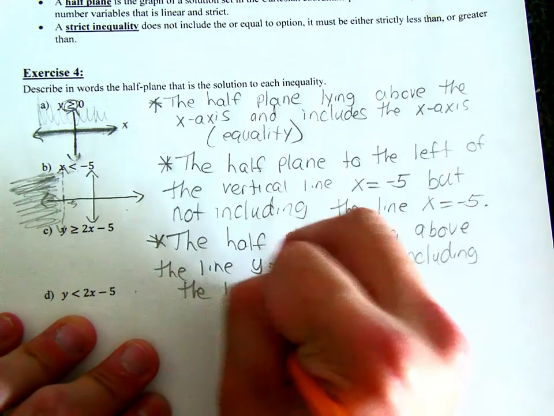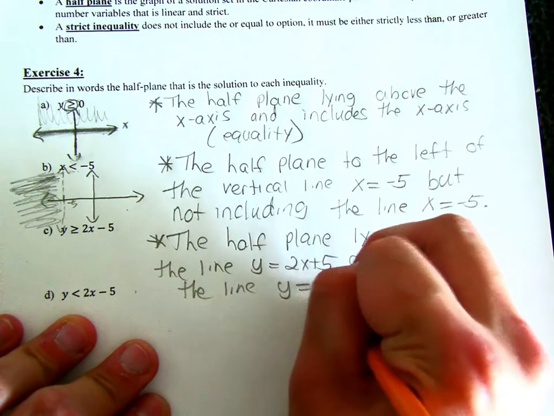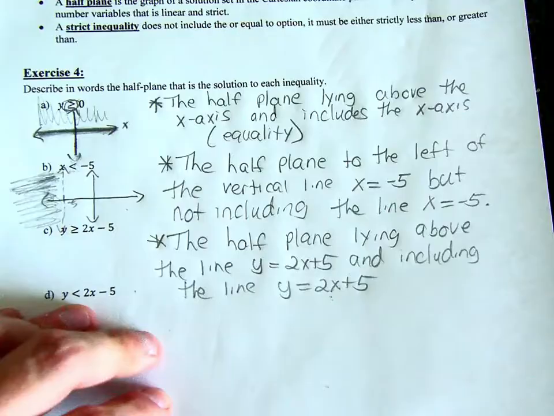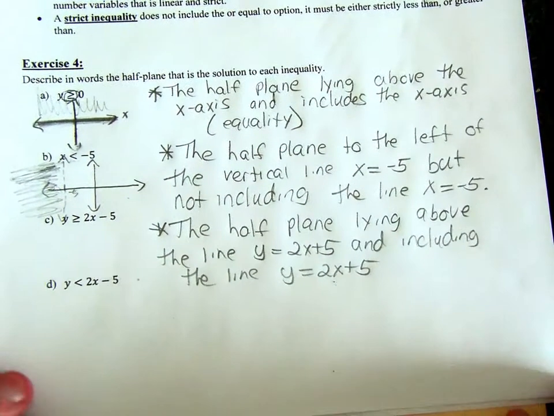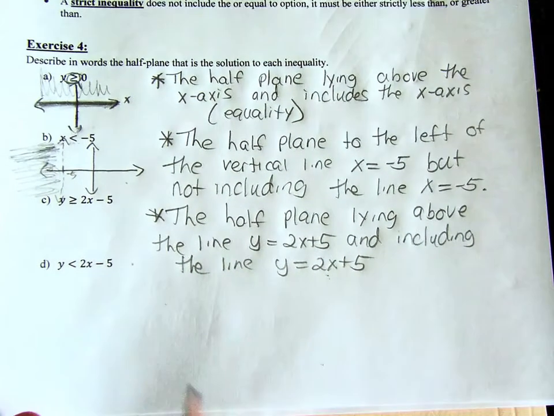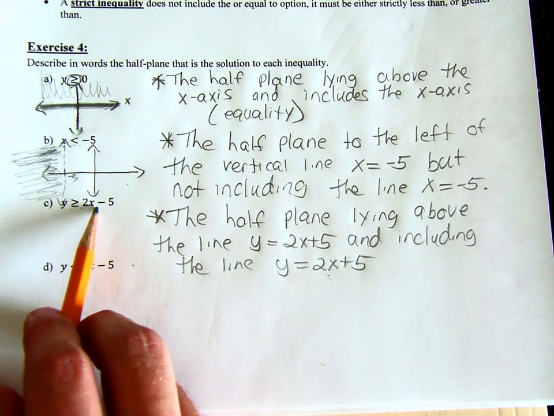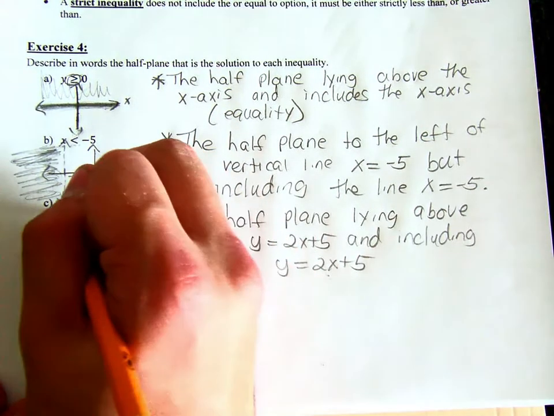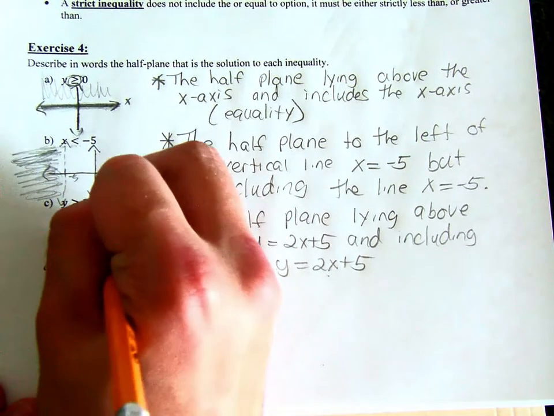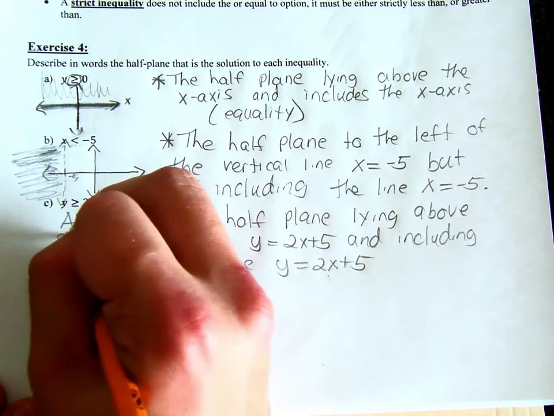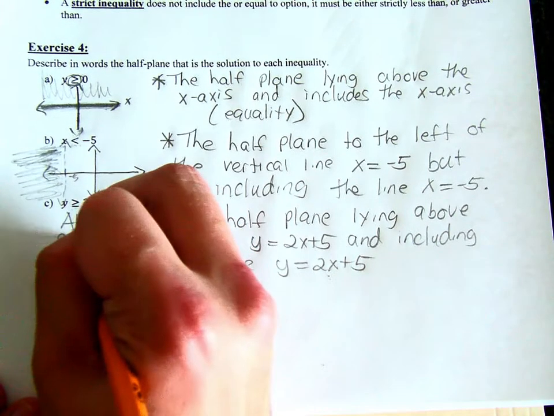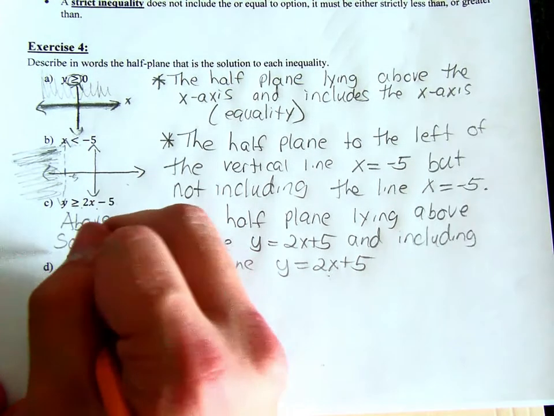We could say y is equal to 2x plus 5. Okay? So now let's look at this one. Since we knew that this one was greater than or equal to 2x minus 5, we knew that it was going to be above since it's greater than, and it's going to be a solid line. So if it's solid, that means that we're going to include it.